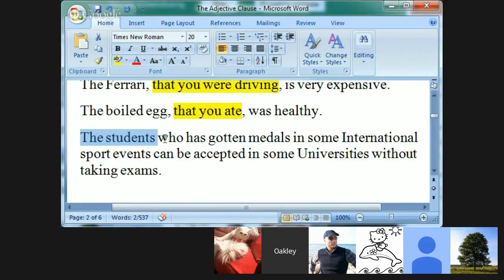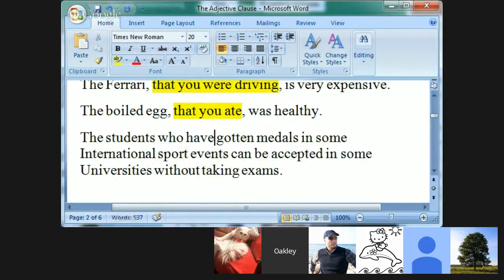All right. The students, with an S. Who have gotten medals in some international sports events. The students. Okay. So, all right. Your adjective clause here is a big one: who have gotten medals in some international sports events. I guess I don't really need a capital on international. Events with an S. Yeah, we got that. Can be accepted in some universities without taking exams. Okay. All right. I don't see any more problems with this.